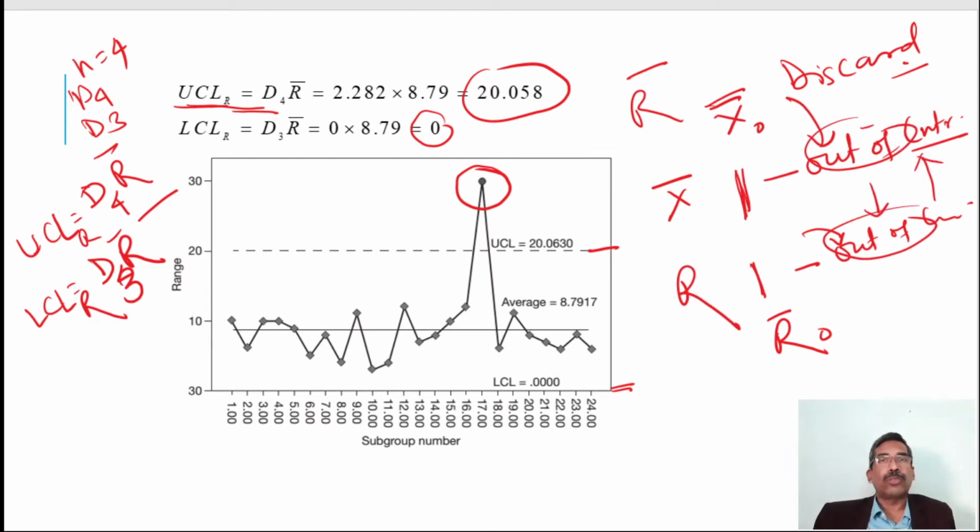So we should discard only those subgroups in the X bar chart which are out of control in only the X bar chart, not in the R chart. There is no meaning in considering that subgroup in the R chart. Similarly, if you want to find the new value of R bar, then again we should consider those subgroups which are out of control in the R chart. Then these must be discarded in the R chart only.